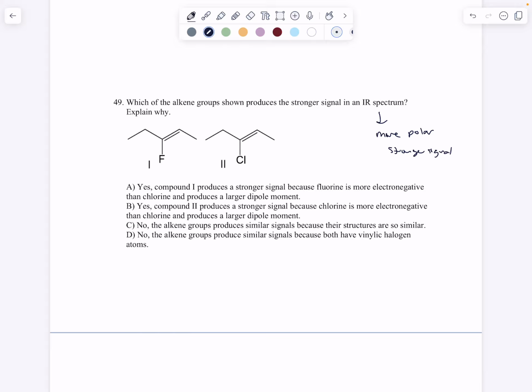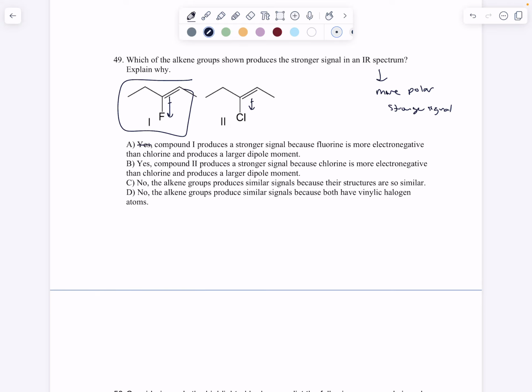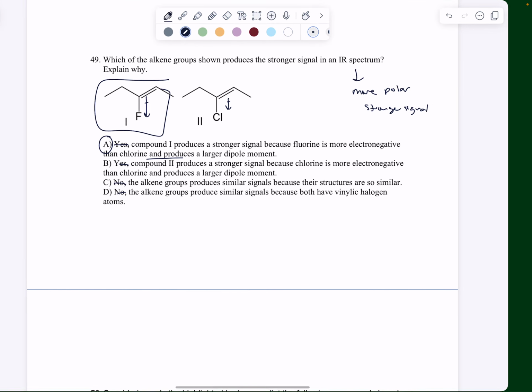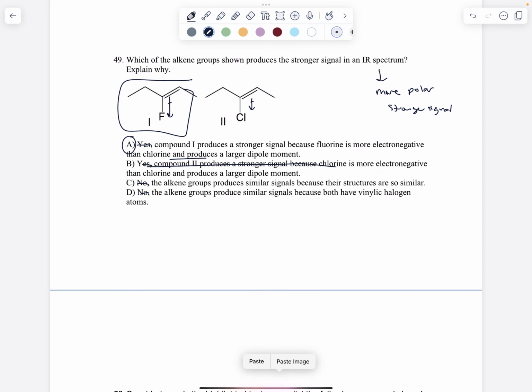More polar bond. This fluorine is more electronegative than this chlorine, so I think this one would show. I don't know why it says yes. Compound 1 produces a stronger signal because fluorine is more electronegative than chlorine and produces a larger dipole moment. Oh, I think A. Compound 2 produces a stronger signal because chlorine is more electronegative. That's not true. Chlorine's not more electronegative, so I can eliminate that.